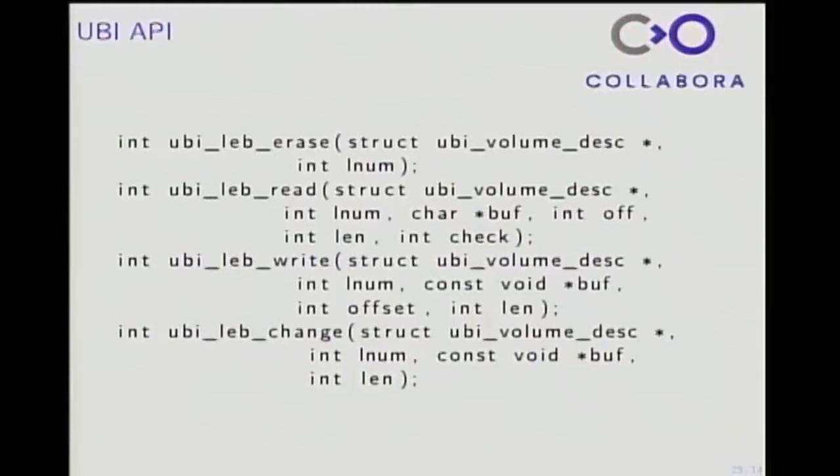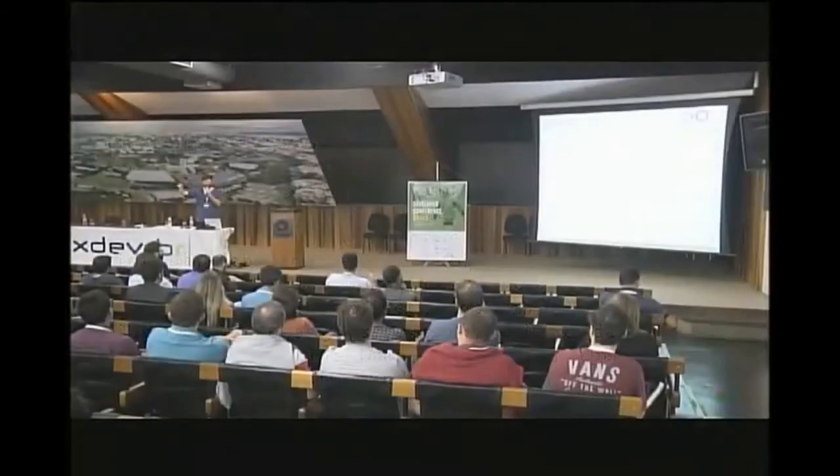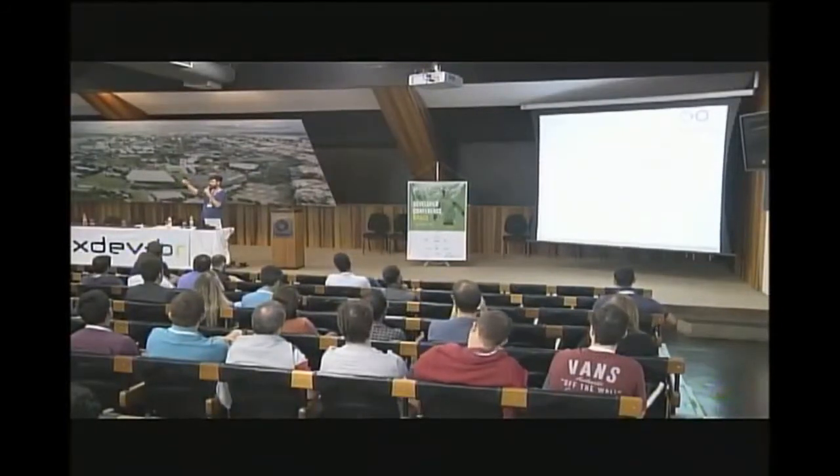And so that is why we can now do a change function. The change function simply, you can give it some new buffer, and you can say, LEB number 200, let's put some new data. It doesn't matter if the physical sector is about to go bad. It doesn't matter if we need to do wear leveling. If we need to do wear leveling, UBI will find a different sector and will map the information there.